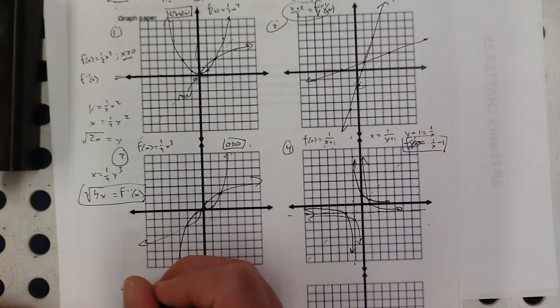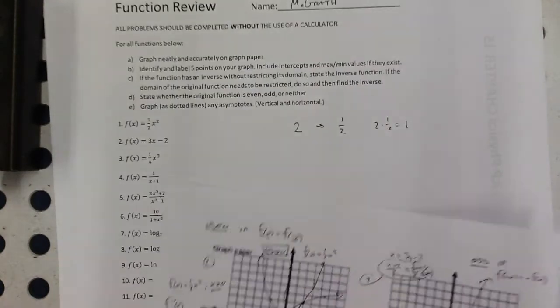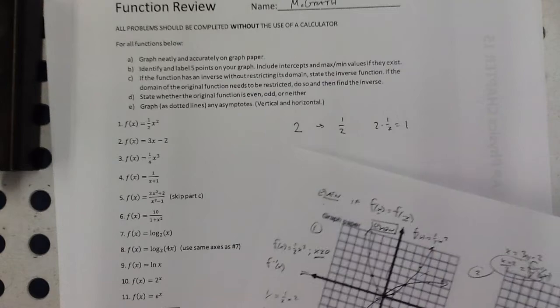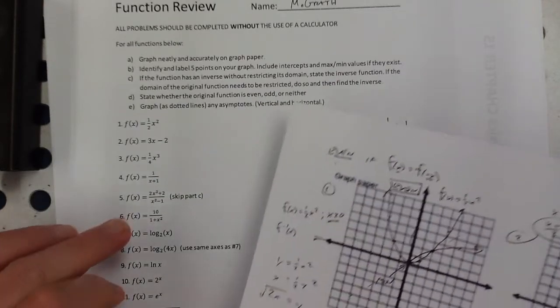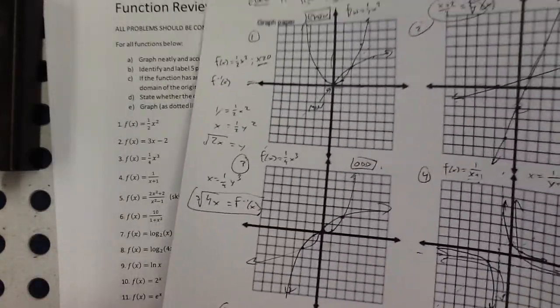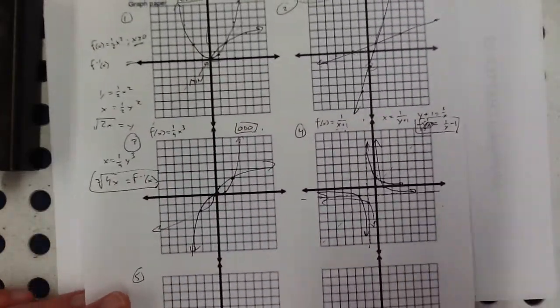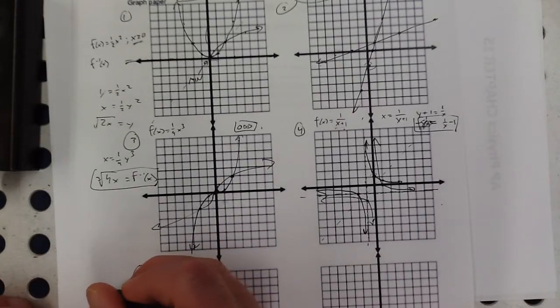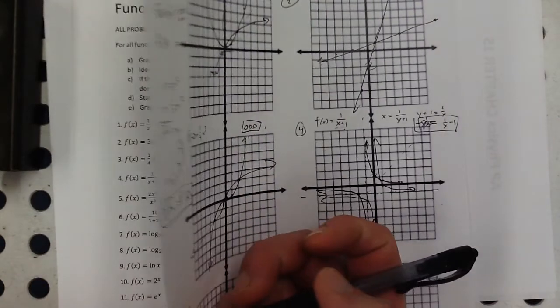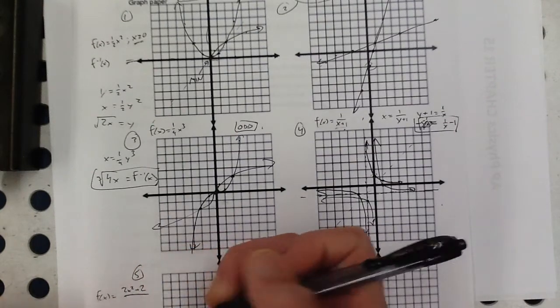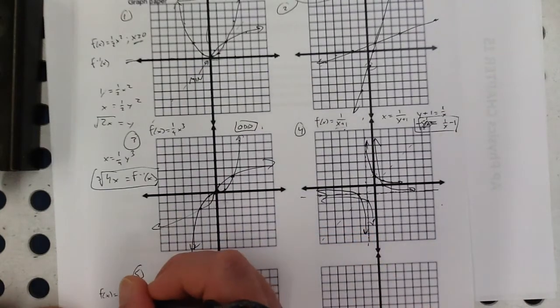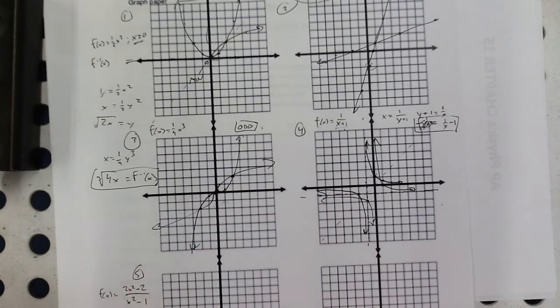All right. Number 5. Oh, we get to skip part C, not do the inverse. Okay. So 2x squared plus 2 over x squared minus 1. Don't know what that looks like right off the top of the old head. 2x squared plus 2 over x squared minus 1.